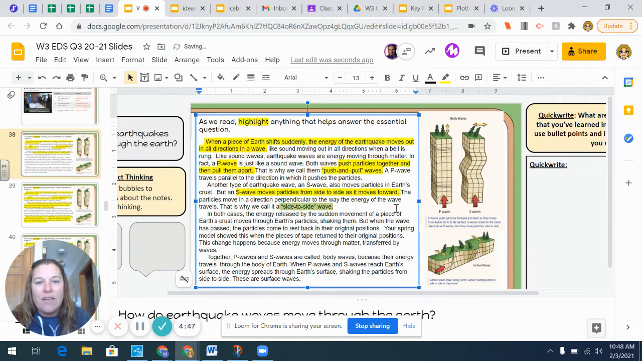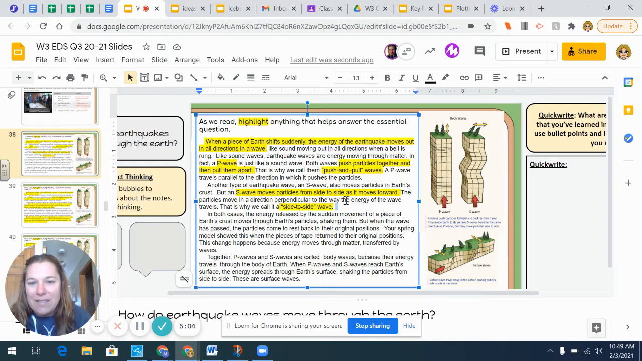We're going to put that highlighted too. So P waves are being pushed. In the slinky, it was when he pushed it forward and they traveled all the way straight and then they came back. The S wave, when it went side to side, he took the slinky and moved it side to side, and it makes that S.